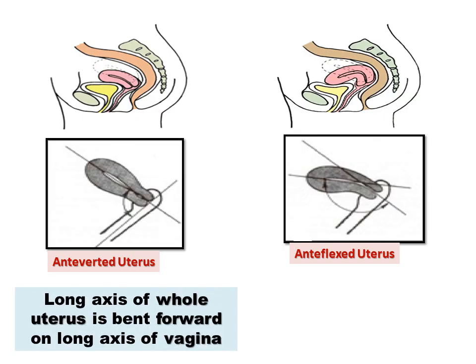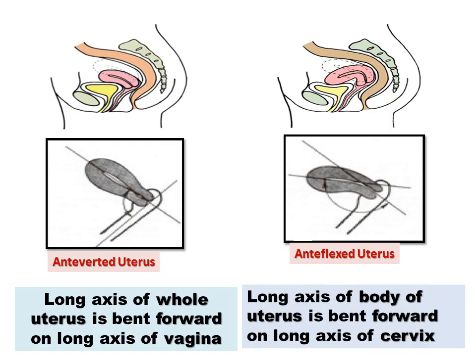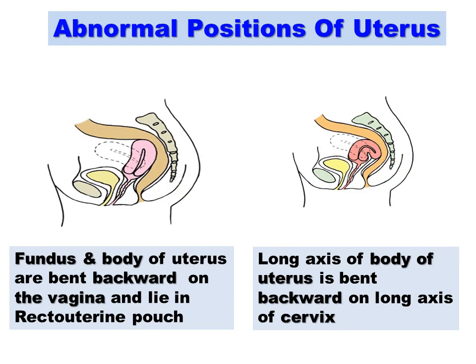So in an anteverted uterus, the long axis of the whole uterus is bent forward on the long axis of the vagina. Anteflexion is when the long axis of the body of the uterus is bent on the long axis of the cervix. So anteversion is at the level of the external os. Anteflexion is at the level of the internal os.